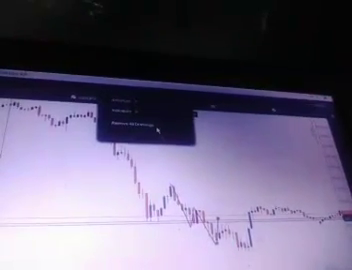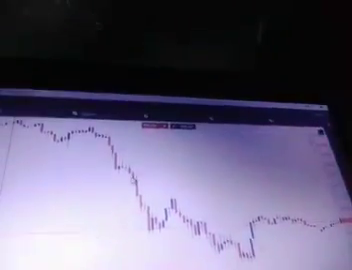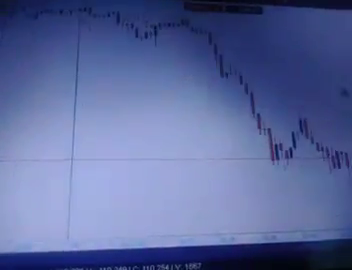Now I'm going to look at the more reliable pattern, like the double top, a double bottom. So a double top or double bottom, just where the market just makes equal 2 highs or 2 lows which are equal.